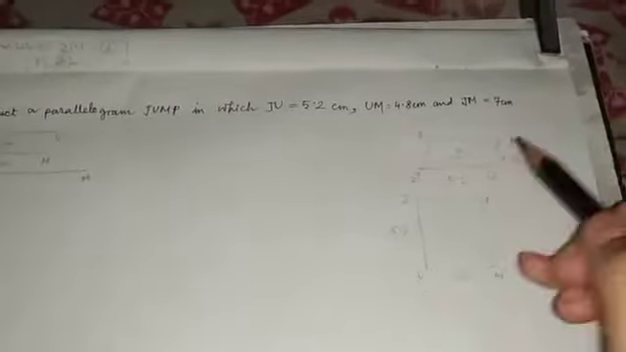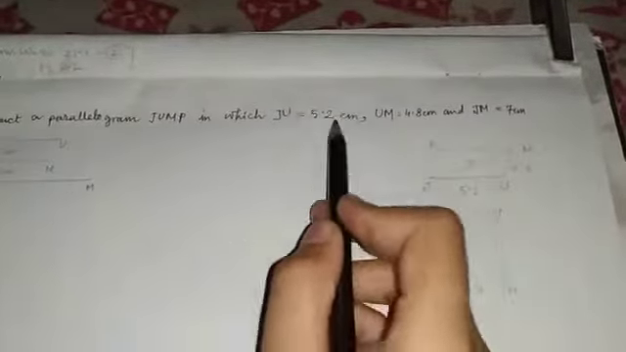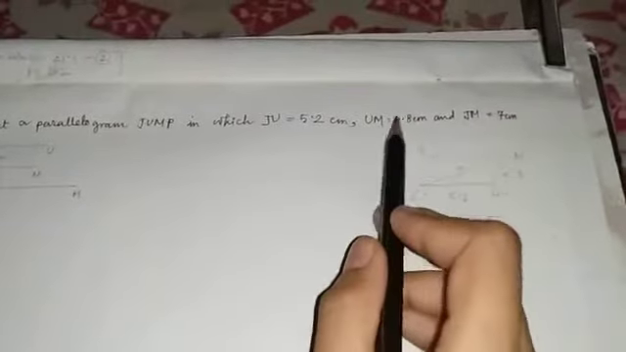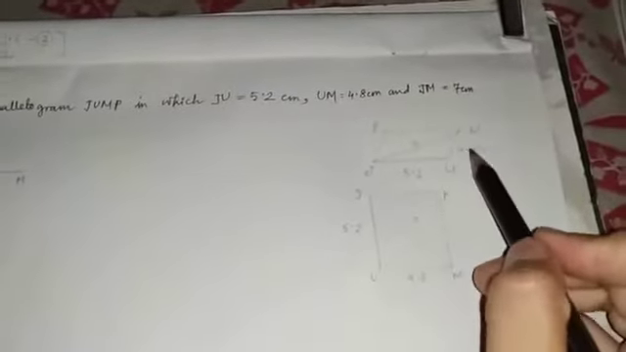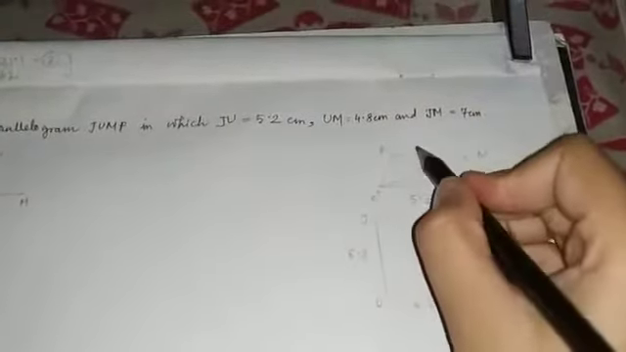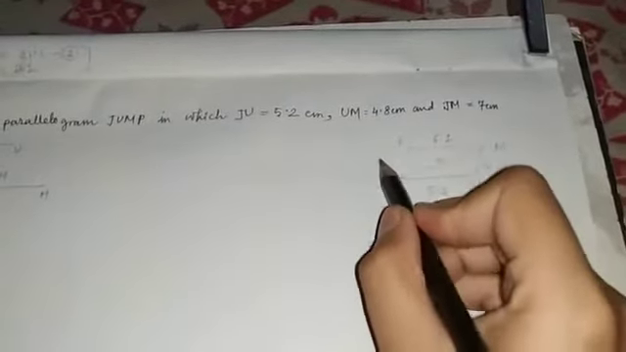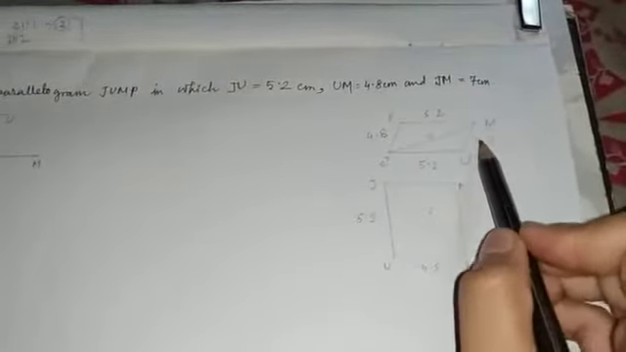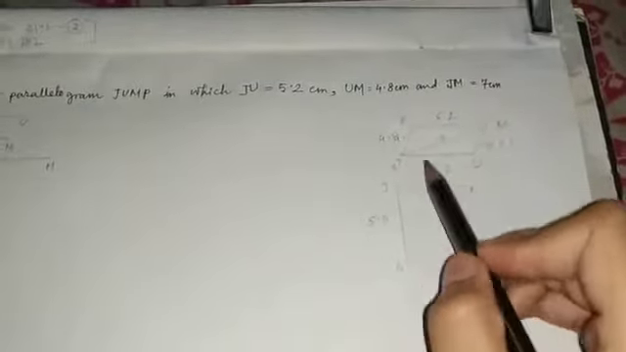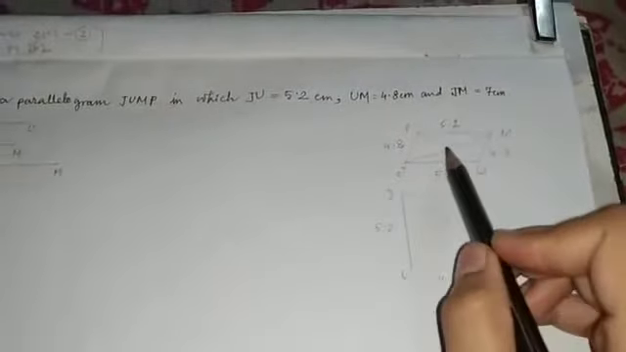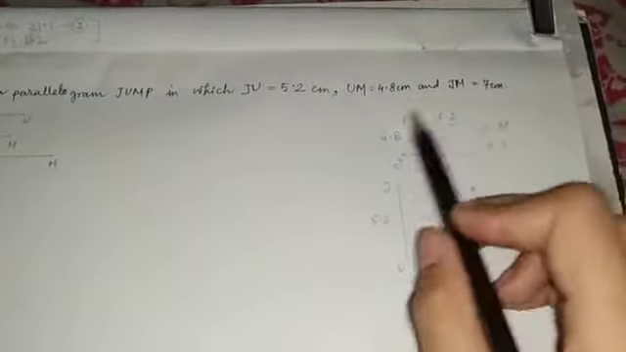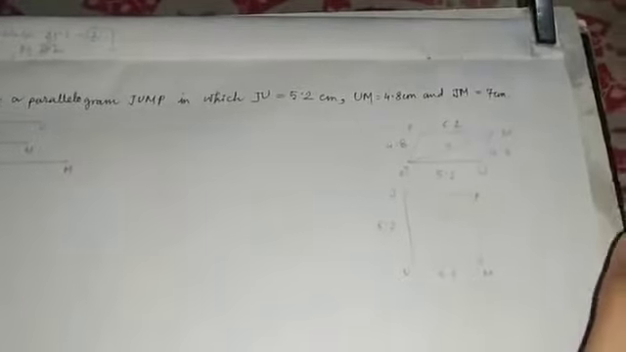Now, taking the length JU 5.2 on the base and the length UM 4.8 on this side, you can see 5.2 should also be there on the opposite. So, you can write 5.2 here. And similarly, 4.8 must be on the opposite part. That means opposite sides are equal. So, we got 5 lengths. 1 diagonal and 4 sides. That means 5 conditions are available.